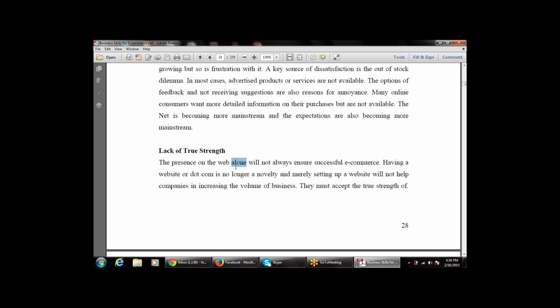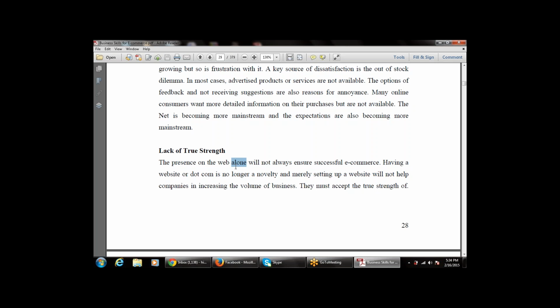So this says the presence on the web alone will not always ensure successful e-commerce. That is, just because the internet is available, it does not mean the transaction will be made successfully. Having a website or .com is no longer a novelty, and merely setting up a website will not help companies in increasing the volume of business.